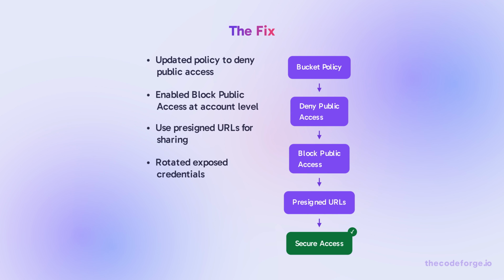The fix involved immediately updating the bucket policy to deny all public access, enabling Simple Storage Service block public access at the account level as a safety net, and switching to presigned URLs for all future file sharing. Any credentials found in the exposed objects were rotated. The key change was removing principal and using time-limited URLs instead.